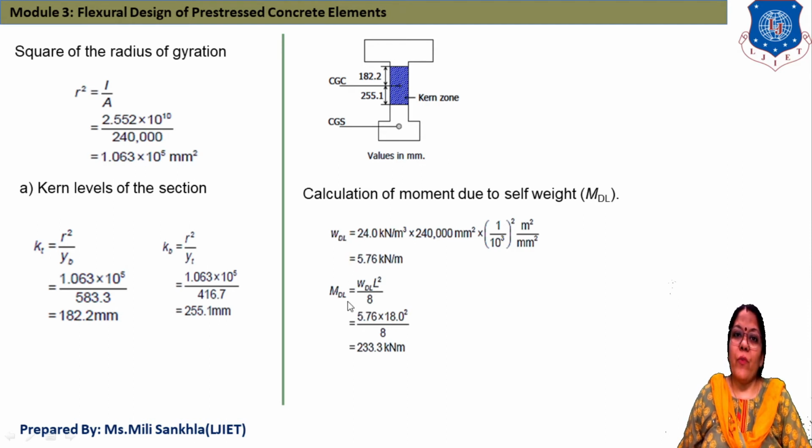Now we find the moment due to dead load, MDL. The beam is simply supported and also subjected to UDL type. So moment is equal to WL square by 8. Now WDL, that means dead load, is 5.76, and the span of this beam is equal to 18. So 18 square divided by 8, and the answer is equal to 233.3 kilonewton meter.